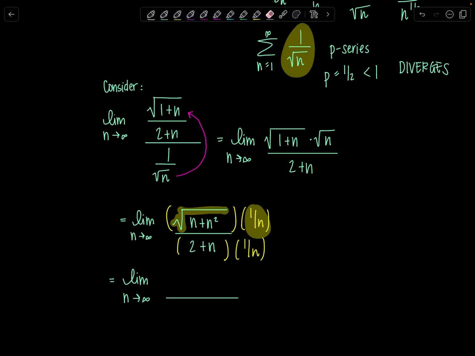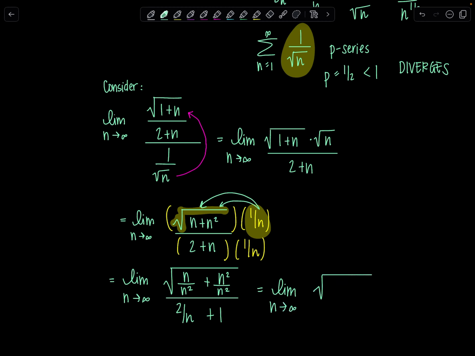All right, so now in the numerator, we're going to have square root of n over n squared, right? Because this 1 over n becomes 1 over n squared inside, plus n squared over n squared. And then in the denominator, we're going to have 2 over n plus 1. Okay, let's clean up some more. Limit as n goes to infinity, square root of 1 over n plus 1 in the numerator over 2 over n plus 1. Beautiful.